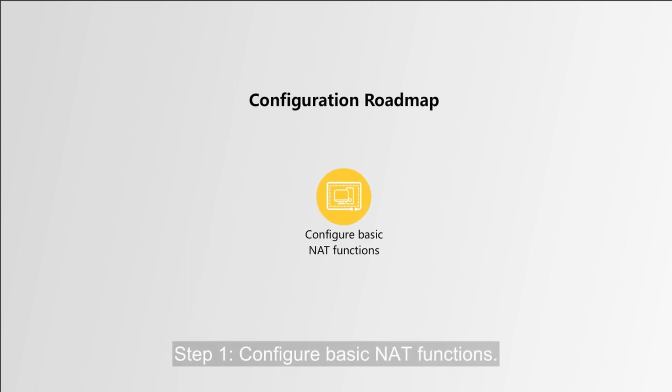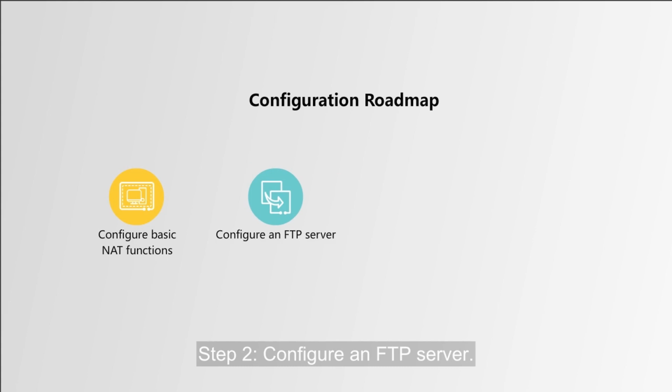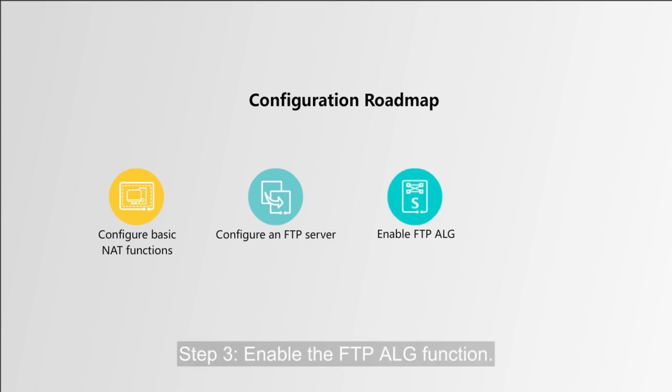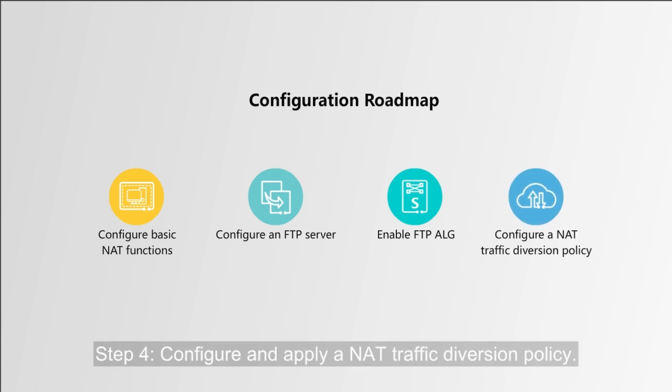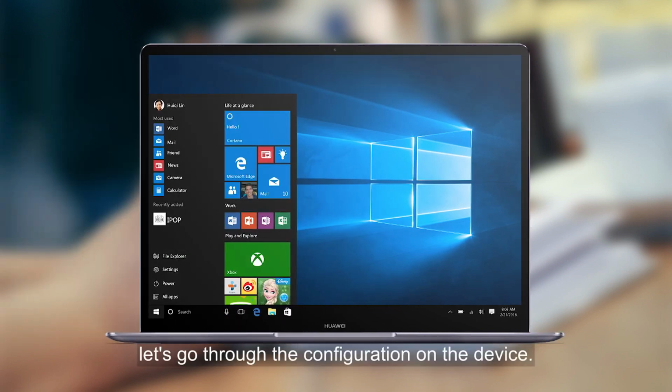Step 1. Configure basic NAT functions. There are 2 substeps. 1. Create a simplified NAT instance. 2. Configure a NAT public address pool. Step 2. Configure an FTP server. Step 3. Enable the FTP ALG function. Step 4. Configure and apply a NAT traffic diversion policy. Next, let's go through the configuration on the device.